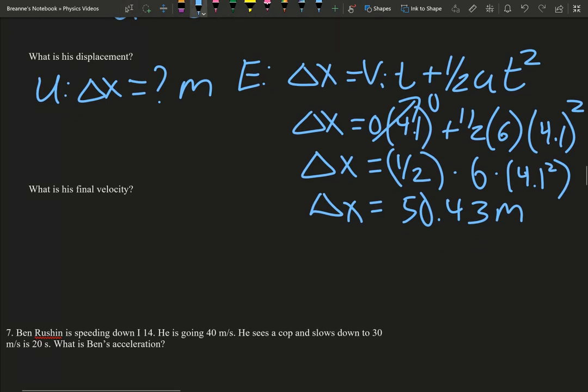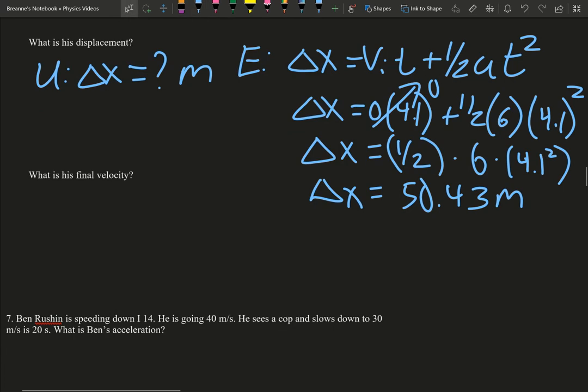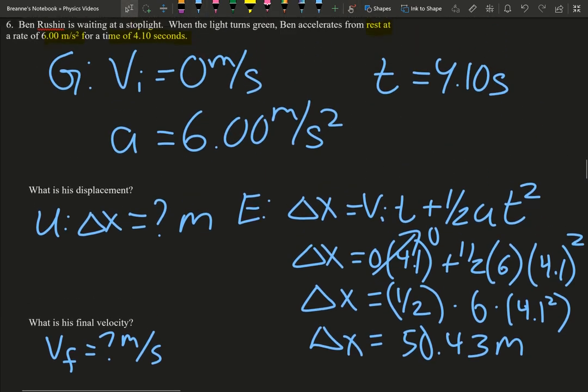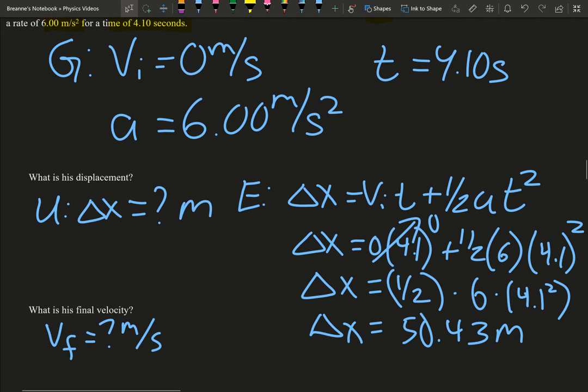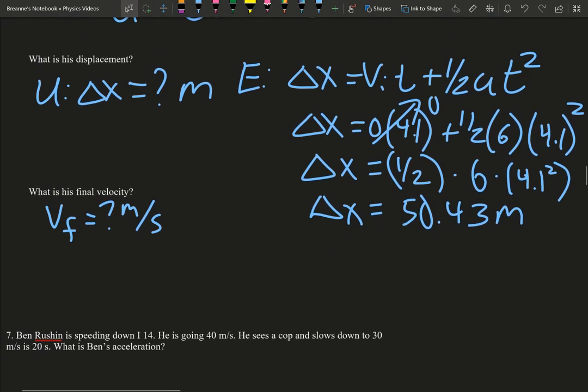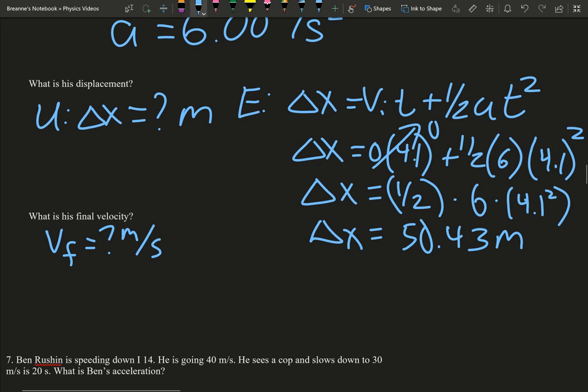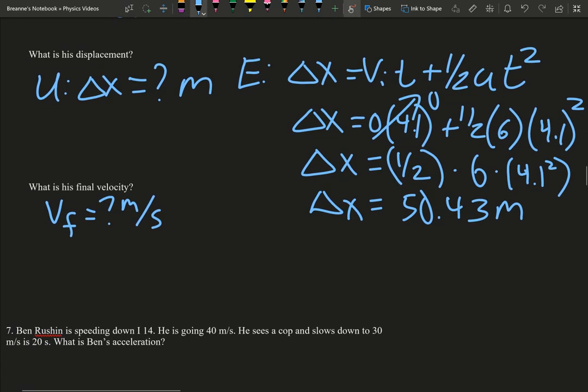The next question is you're looking for your final velocity, and that should be in meters per second. Now we have our distance and we have everything else, so we can almost use any equation we want to find our final velocity. The one that always pops into my head is final velocity equals initial velocity plus a t.